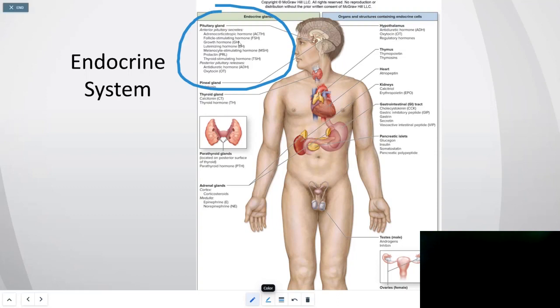And then the LH, this one right here, luteinizing hormone, also has an old school name called ICSH. So if you're reading an older book, some books refer to it as ICSH, interstitial cell stimulating hormone. That's an older term that they use to refer to LH. Okay, so if you ever see LH, ICSH, same thing.